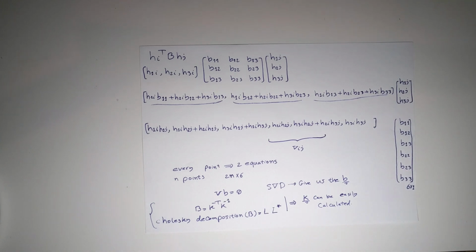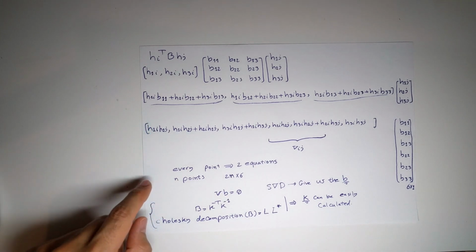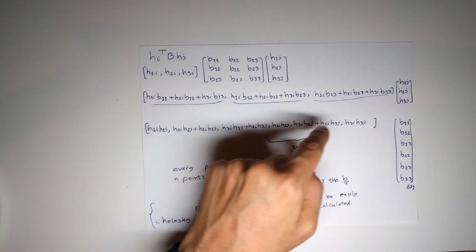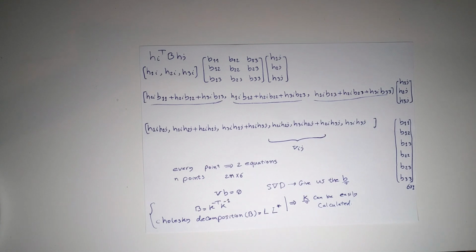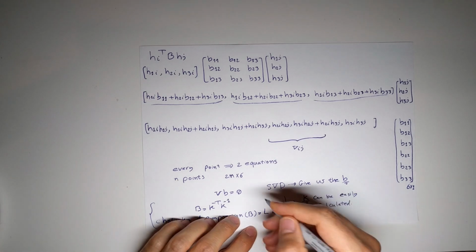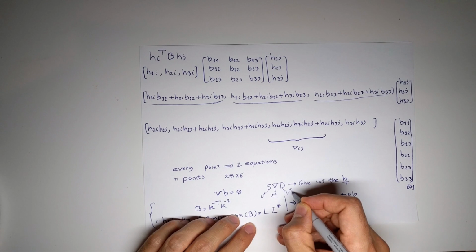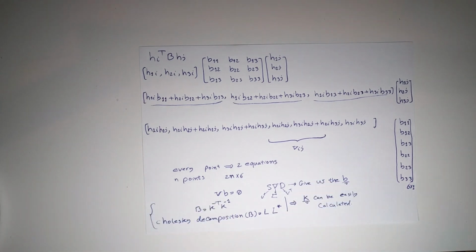Every point gives us 2 equations, and if you have n images, then we have a matrix of 2n rows and 6 columns: 1, 2, 3, 4, 5, 6, and this is 6 by 1. Okay, so I will get enough points. I will compute the SVD. I have it in the form V multiplied by B equals 0. And in the SVD, U sigma V transpose, the last column of V transpose is actually the B that we are looking for.